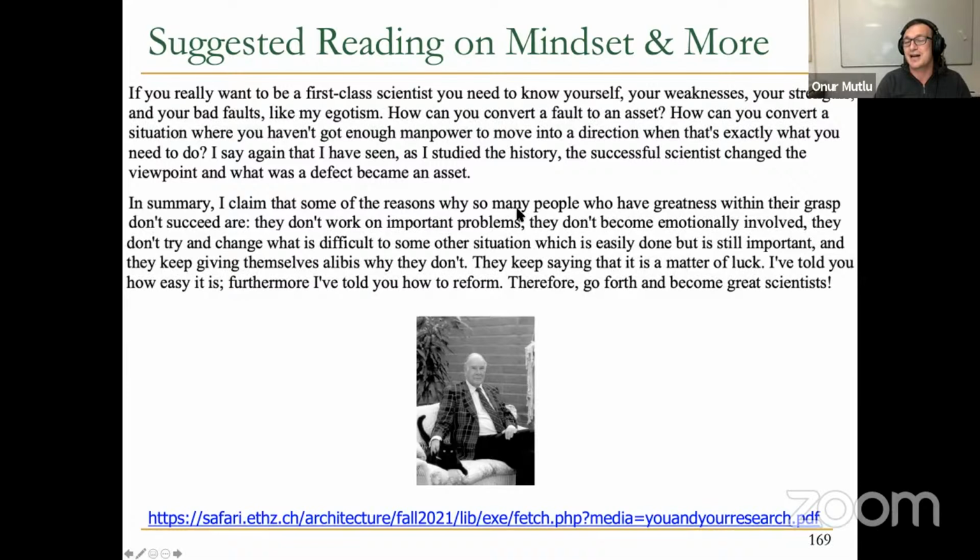He says, "I claim that some of the reasons why so many people who have greatness within their grasp don't succeed are they don't work on important problems. They don't become emotionally involved." And I think emotionally involved means that you will need to be resilient in the face of all of this adversity against your work, even if the adversity is completely unfair. "They don't try and change what is difficult to some other situation, which is easily done, but is still important. And they keep giving themselves alibis why they don't. They keep saying that it's a matter of luck." In the end, it's not a matter of luck. The preparedness enables your luck also.